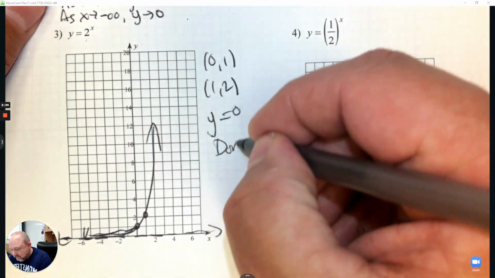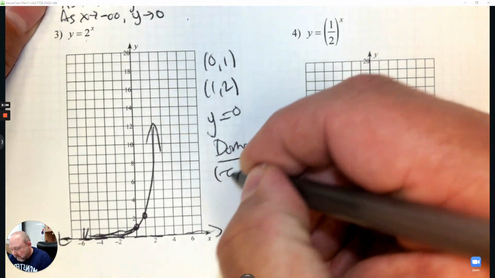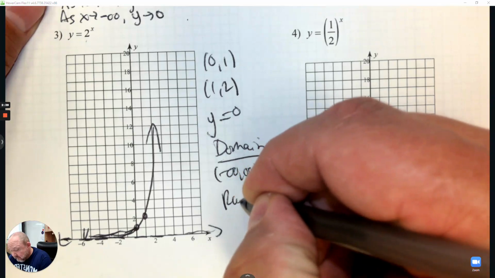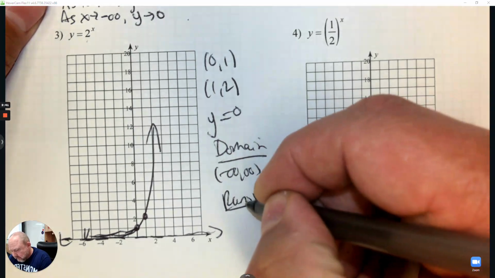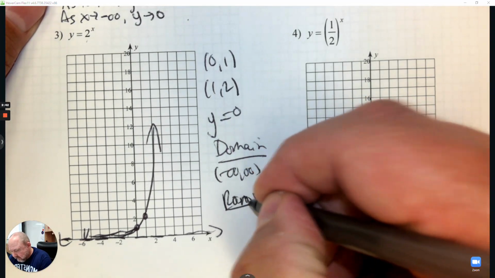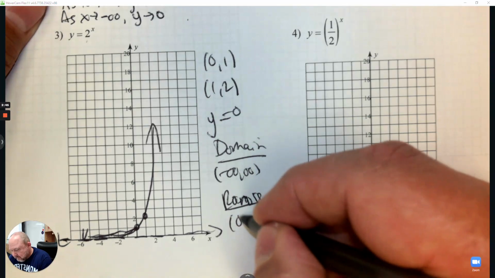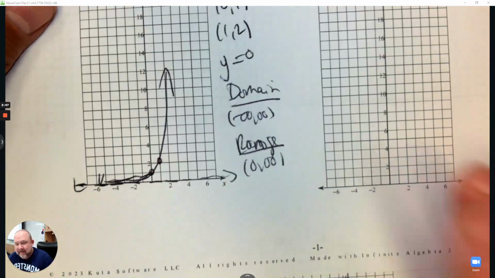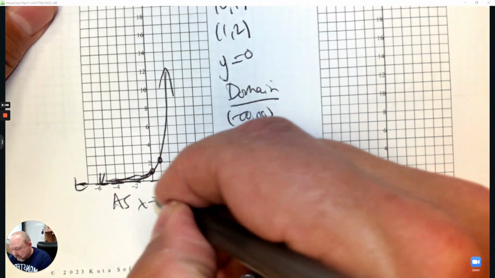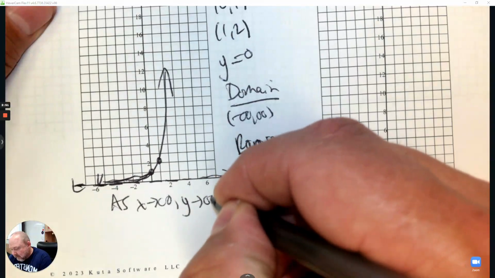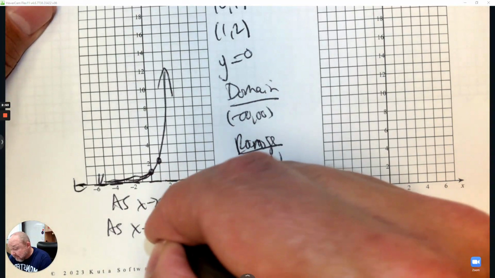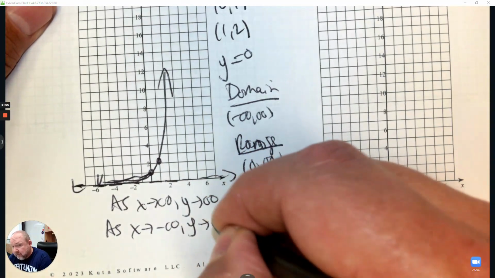The domain is always all real numbers. The range, that's kind of spelled like rain, is the bottom to the top of the curve. And then the end behavior. So as x approaches infinity, the right end goes up. As x approaches negative infinity, the left end goes to 0.